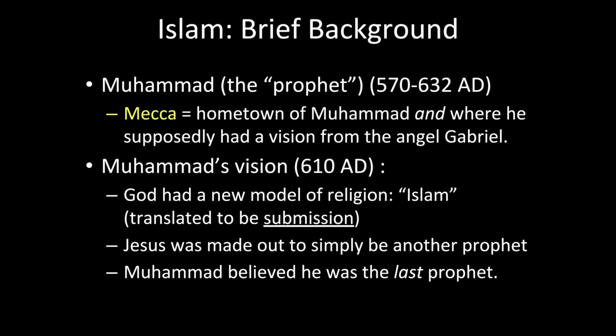Okay, so Islam starts with a guy named Muhammad. He's a prophet born in 570 AD. He gets a vision in 610 AD. And in his vision, supposedly from the angel Gabriel, Muhammad claims a new model of religion, which he then titles Islam, and that translates to submission. And basically what he does is he takes Christianity, he takes Judaism, and he kind of turns them inside out and focuses on certain aspects and then adds a whole bunch of incorrect information on the end.